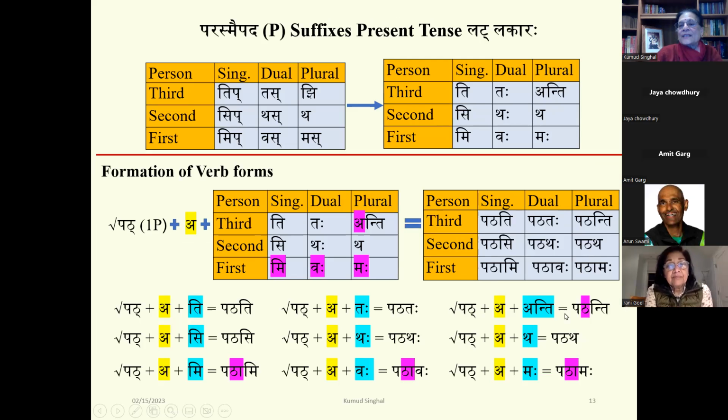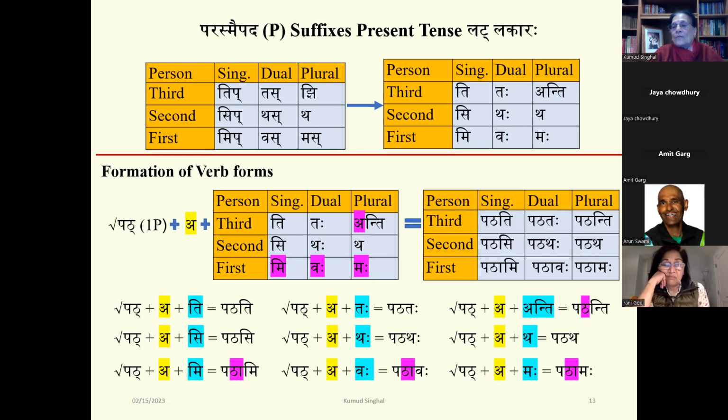Yeah. So here, this is a special rule that comes into play. Pata plus anti is not patanti. That's why I have highlighted these: these are the special rules which come into play. It doesn't become long. And here also the ending is mi, vah, mah, but it is not patami. It becomes patami, patavah, patama. So these are the special rules which apply when forming the verb forms in the Parasmaipadi Dhatu.